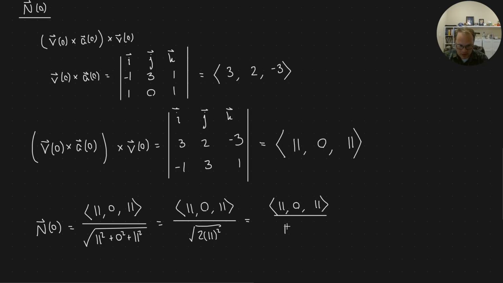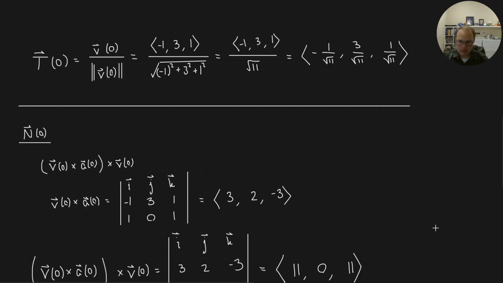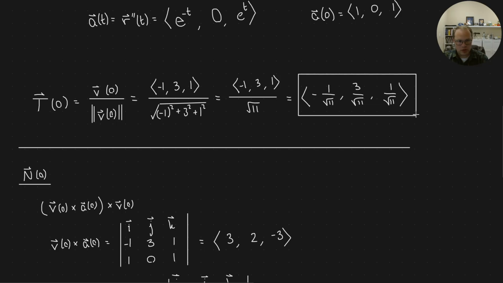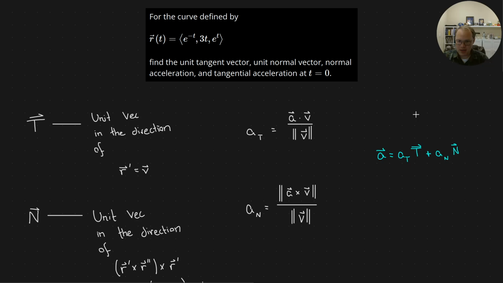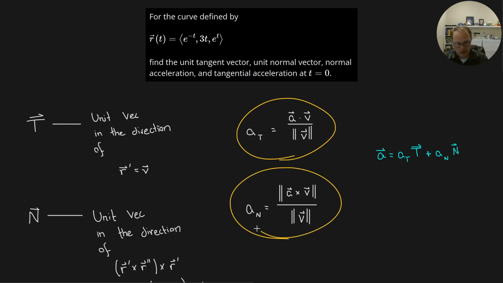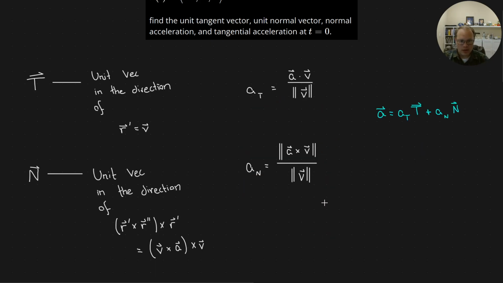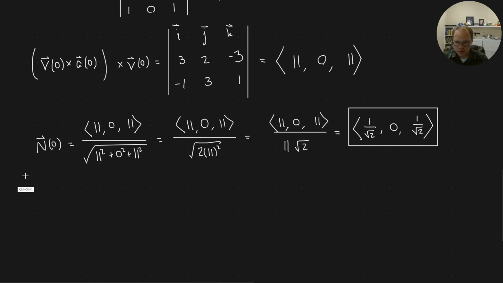I can pull the 11 out of the root. I still have the 2 in the root. If I fully simplify and multiply this scalar through, the 11s will cancel, and I'll be left with a root 2 in the denominator. And that is my unit normal vector. Okay, so 2 down. I've got my unit tangent vector. I've got my unit normal vector. Now let's find our tangential component of acceleration and our normal component of acceleration. These will both be scalars. Tangential component of acceleration first.